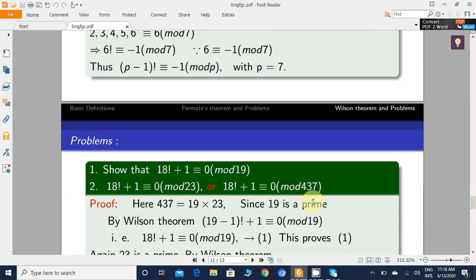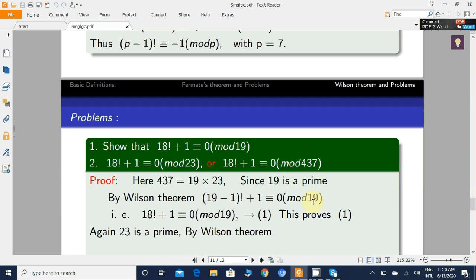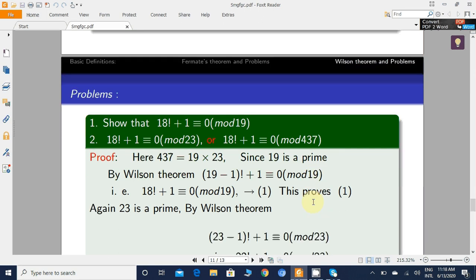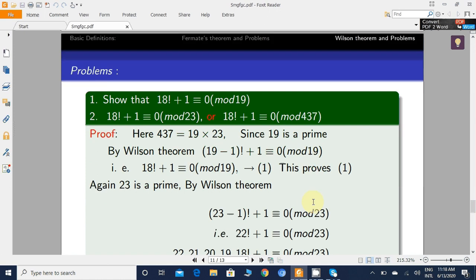Problem on the basis of this: show that 18 factorial plus 1 is congruent to 0 modulo 19. And one more, 18 factorial plus 1 is congruent to 0 modulo 23. Or if you combine these two problems, 18 factorial plus 1 is congruent to 0 mod 437. Proof of this: here 437 we can write as a product of primes, that is 19 and 23.